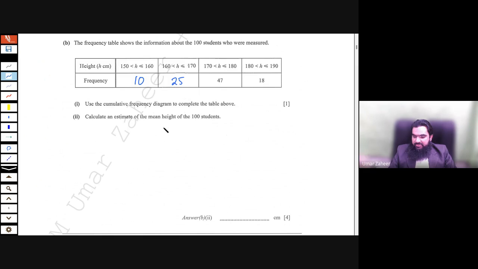Calculate an estimate of the mean height of the 100 students. We have to find the mean. First of all we need to find the class width, which is the same for all classes. So we need to find the midpoints first: 150 plus 160 gives 155, then 165, 175 and 185. We need to find f times x. 10 multiplied by 155 is 1550. Use a calculator: 165 multiplied by 25.